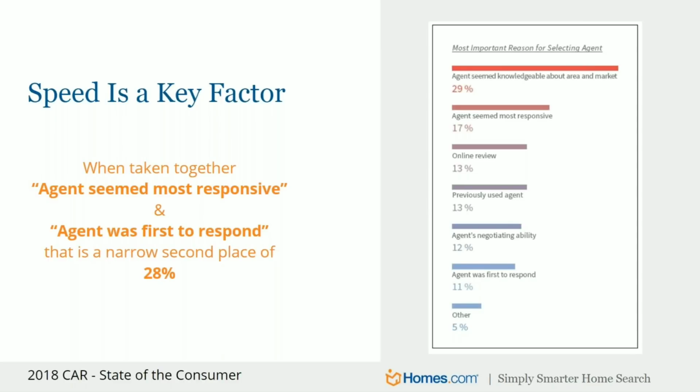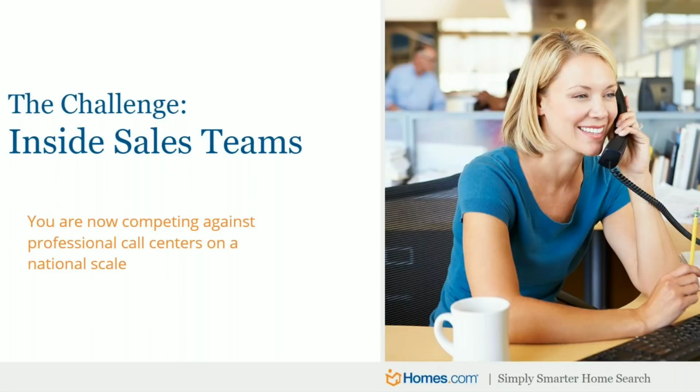So speed, we know it's a key factor, but this is a California Association of Realtors study. And really, the most important reason for selecting an agent was that the agent seemed most responsive and was first to respond. And that's, again, the same theme we've been talking about since the beginning of our conversation here. And the challenge are these inside sales teams, these ISAs.